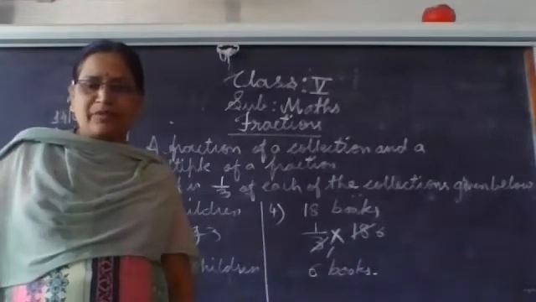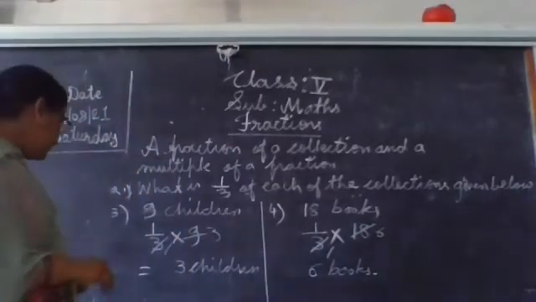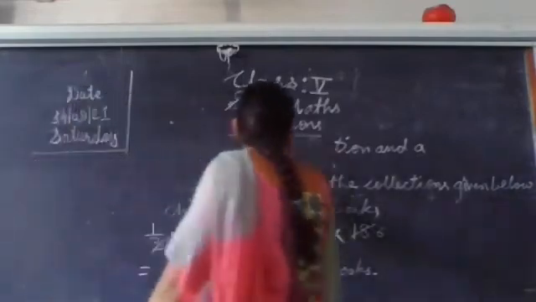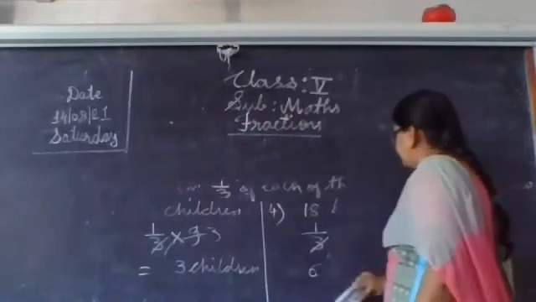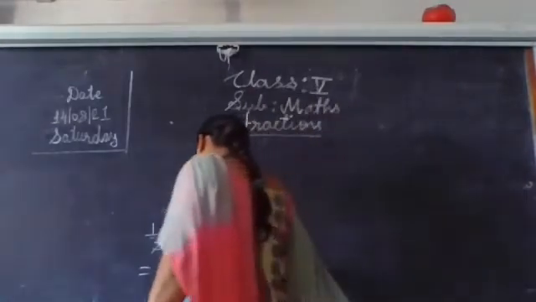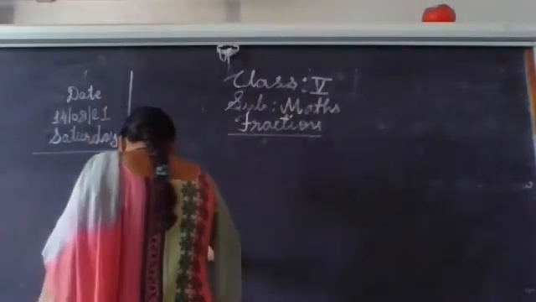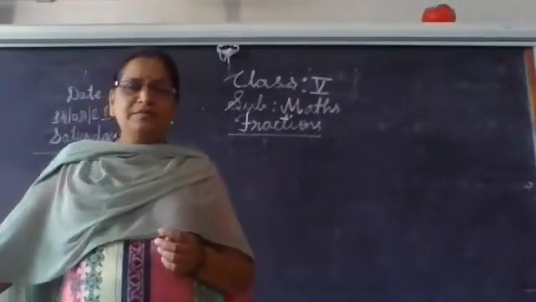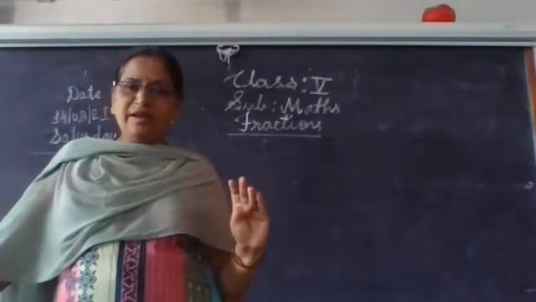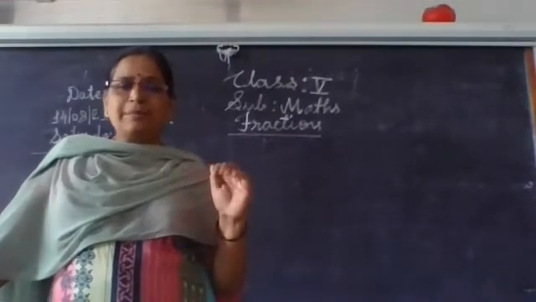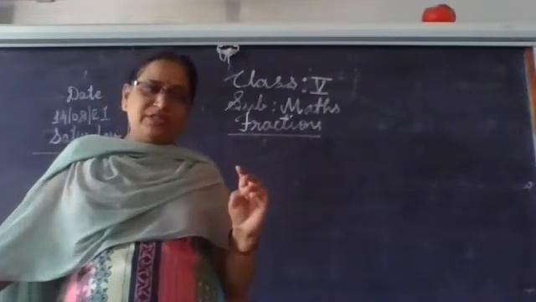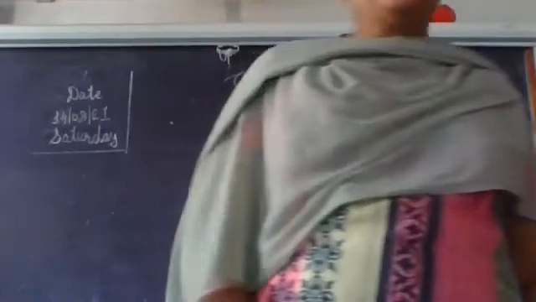Got it, beta? Now let's see another. See beta, in the types of fraction, we have learned like fractions and unlike fractions. But other than this, there are proper fractions, improper fractions, and mixed fractions. So see what is a proper fraction and what is an improper fraction.